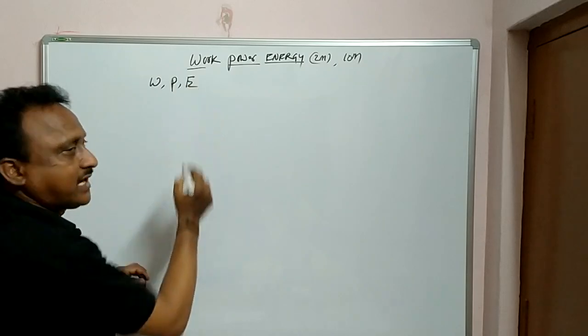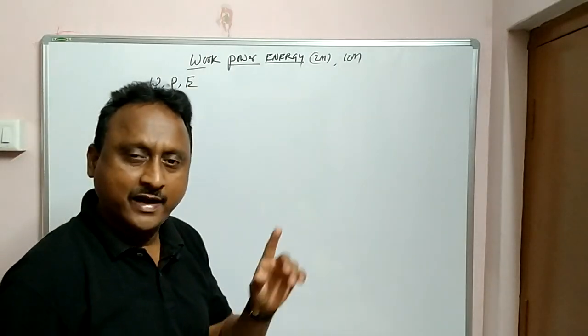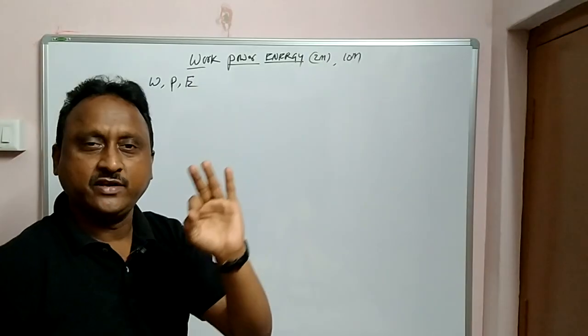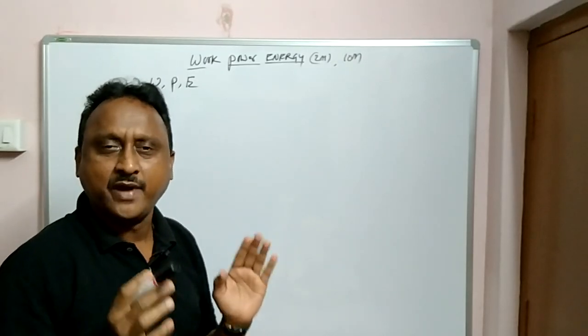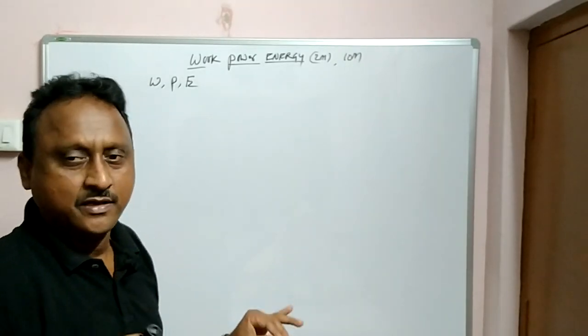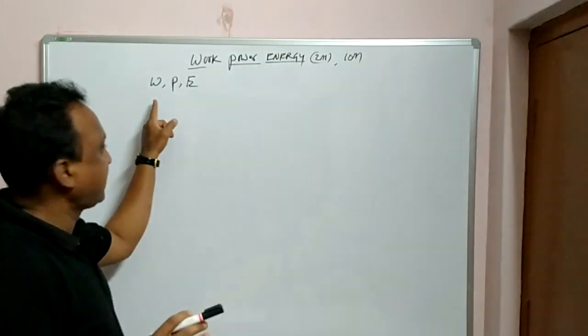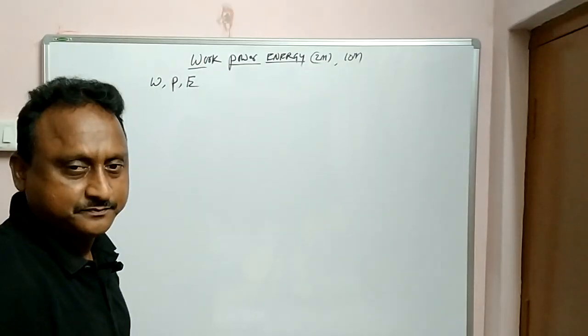See, already in the vectors chapter I told you work, power, energy, 3 of them are scalar quantities. These have only magnitude without any direction. Now what we'll do is first we'll study what is work.